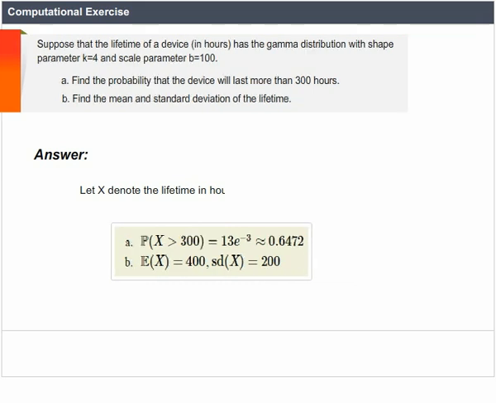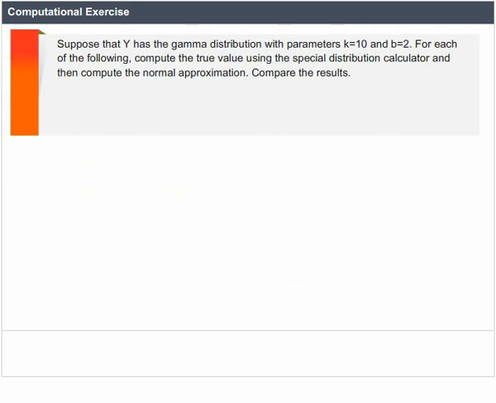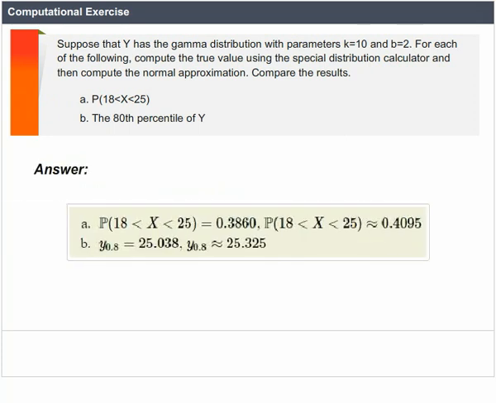Suppose that Y has the gamma distribution with parameters k equal to 10 and b equal to 2. For each of the following, compute the true value using the special distribution calculator and then compute the normal approximation. Compare the results. A. The probability of 18 less than Y less than 25. B. The 80th percentile of Y. Answer. The probability of 18 less than Y less than 25 is approximately 0.4095. Y 0.8 equals 25.038.